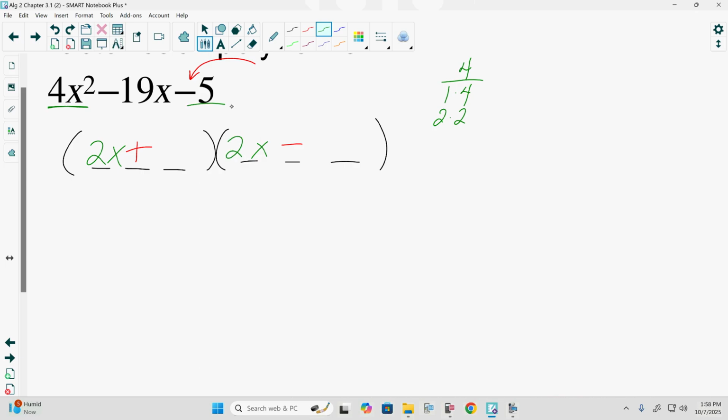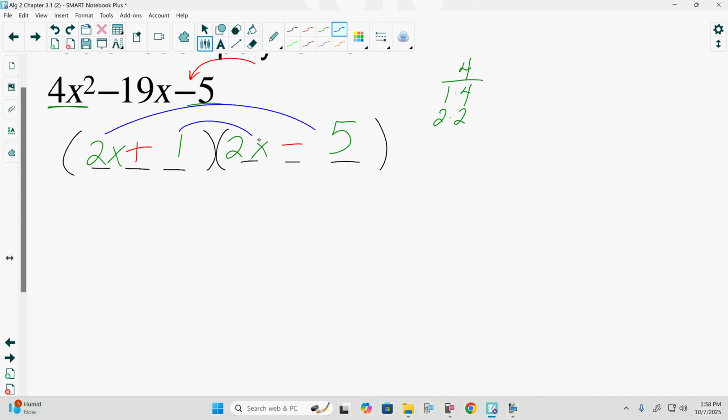Now we're going to find the factors of 5. The factors of 5 are just 1 and 5. So we can just plug those in, 1 and 5. Doesn't really matter where. And then we can check to make sure we have the correct middle term.